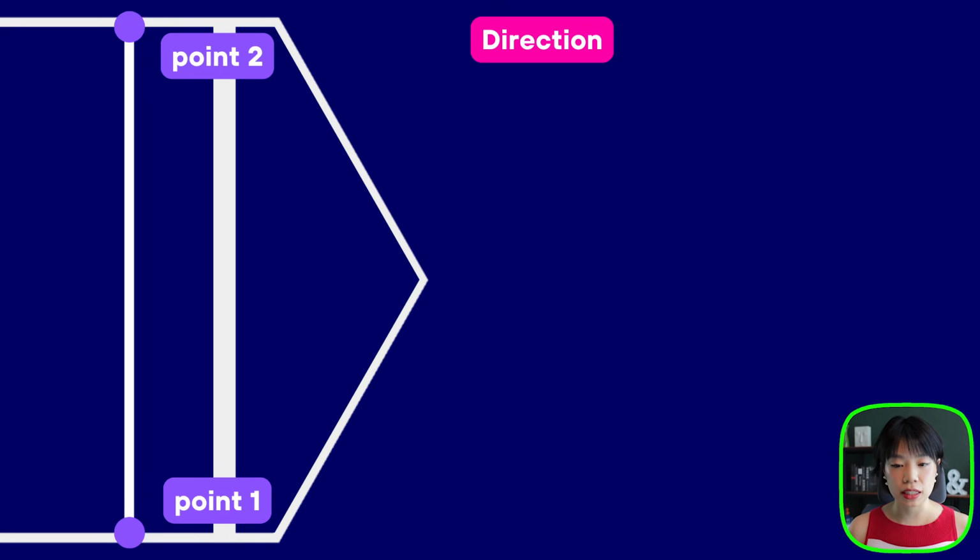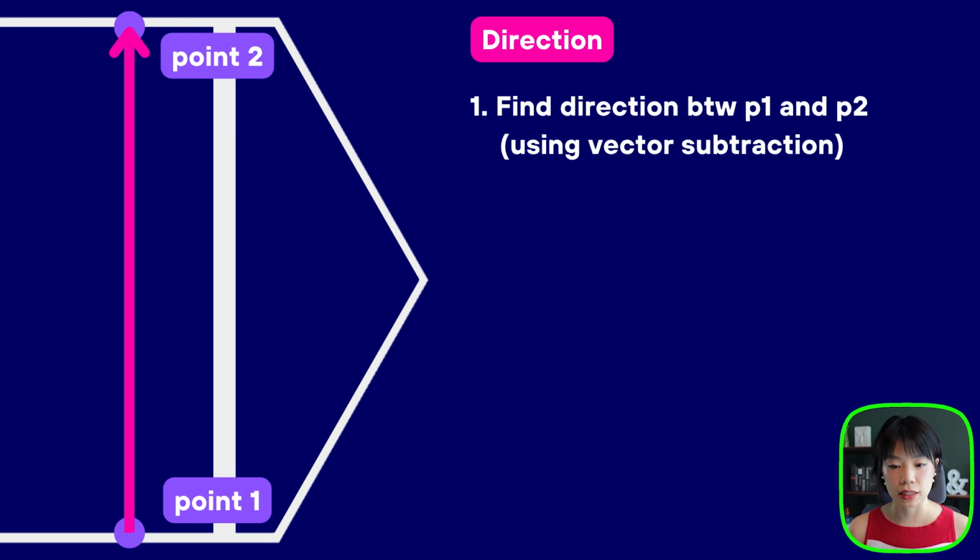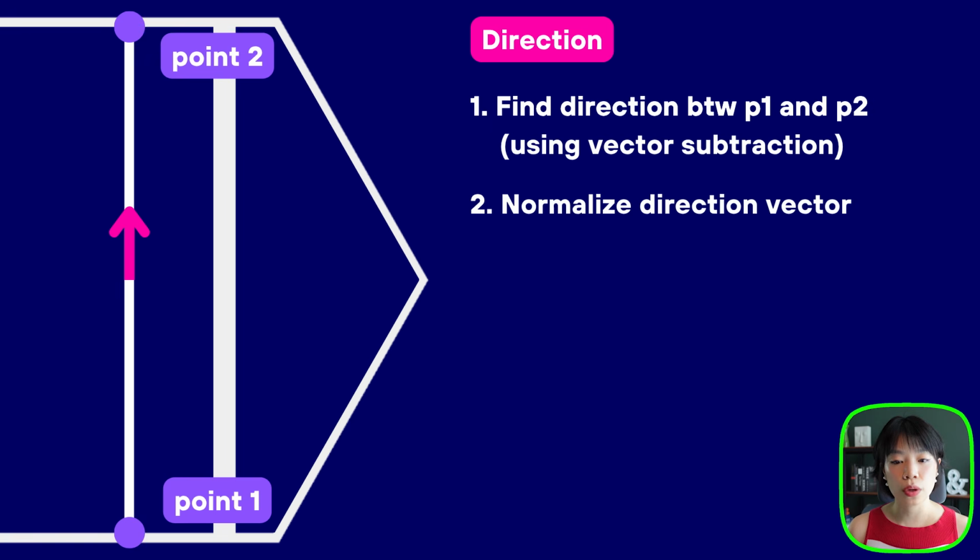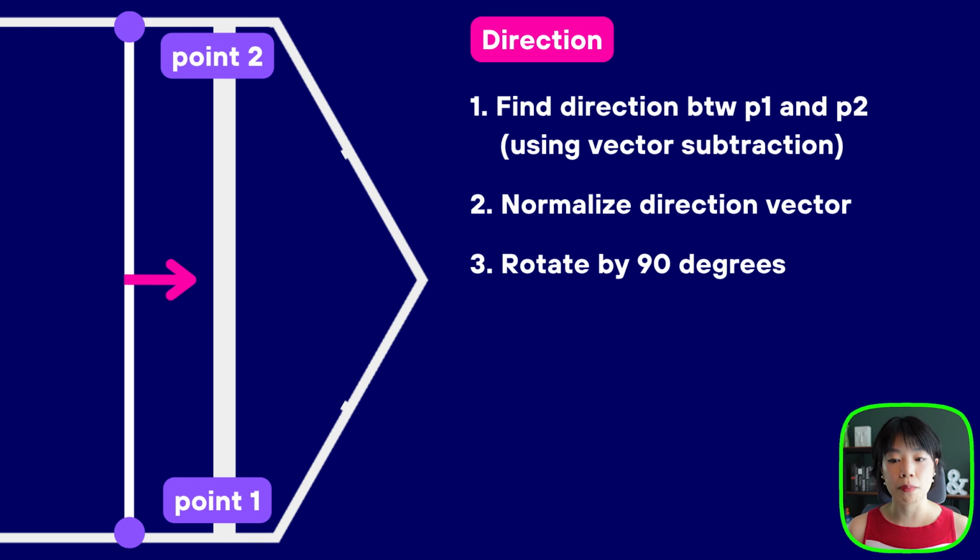To calculate the direction, we first find the direction between the 2 points by doing vector subtraction. You can either do p1 minus p2 or p2 minus p1, but you just need to be consistent. For now, I'm going to do p2 minus p1, which means the direction we get is where p1 is pointing towards p2. Then we normalize the vector, or shrink it to the magnitude of 1, and then rotate it by 90 degrees. This gives us the perpendicular direction to the line segment.